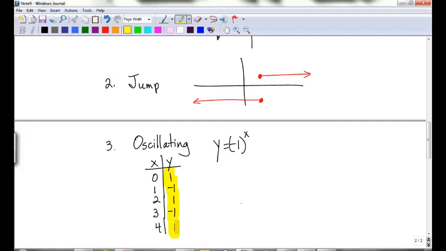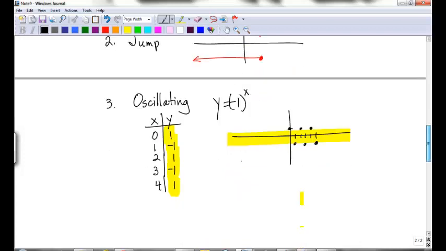So it's going 1, -1, 1, -1, 1, -1. Then you don't have to go through the decimals. You're just going to end up with a graph that goes back and forth. If x is 0, it goes up to 1. If x is 1, it goes down to -1. If x is 2, it goes up. Odd, it goes down; even, it goes up. It just repeats and oscillates. So that is a discontinuous graph, a type of discontinuity.